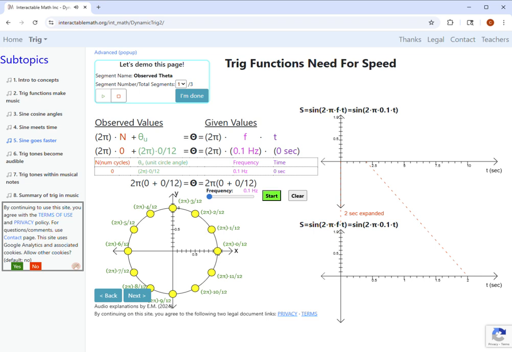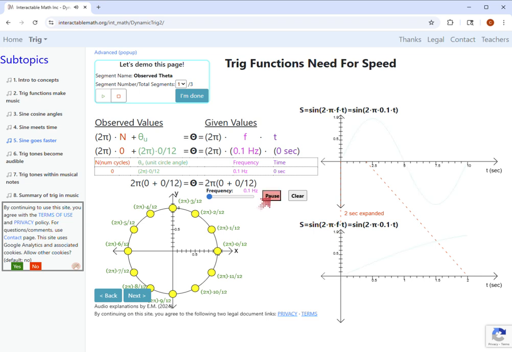Remember, theta gains 2 pi every time it completes a revolution, so we need to keep track of that. We keep track of this for you under the section observed values. N is the number of times it goes around the circle and is in red, and theta sub u is the leftover part of the angle and is shown on the unit circle again in green. Adding these two together gives the observed value of theta.